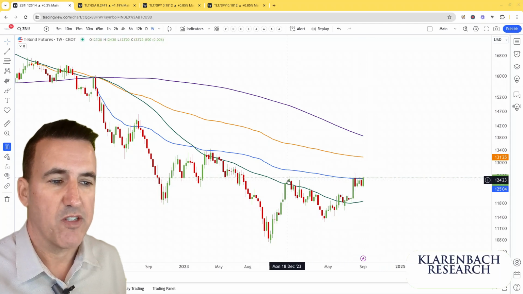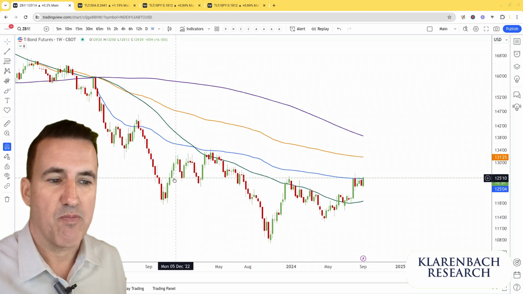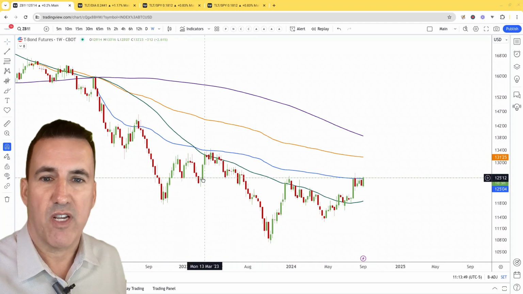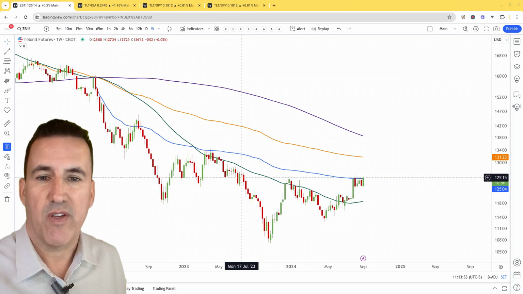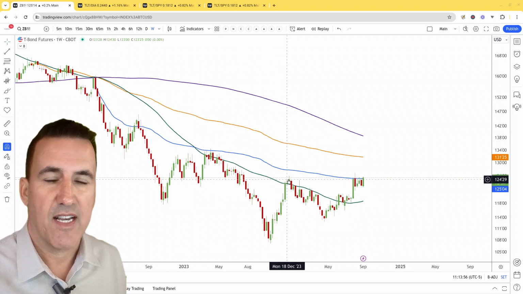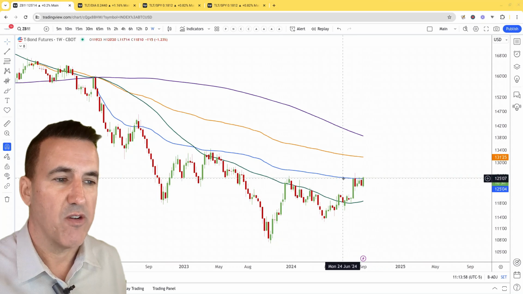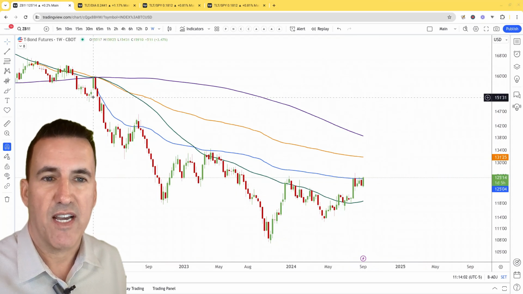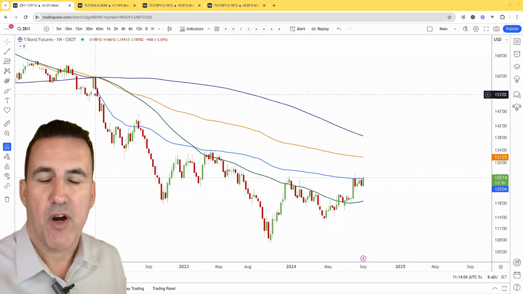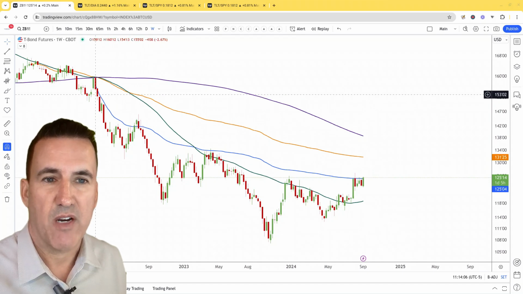Now, it also was resistance back in December '23 and support throughout the first half of 2023 also. So not surprisingly, previous support often acts as resistance, and we're seeing that here too. Now, this blue line here is the anchored volume weighted average price, and I have that anchored back in March of 2022, and that was a high back then.